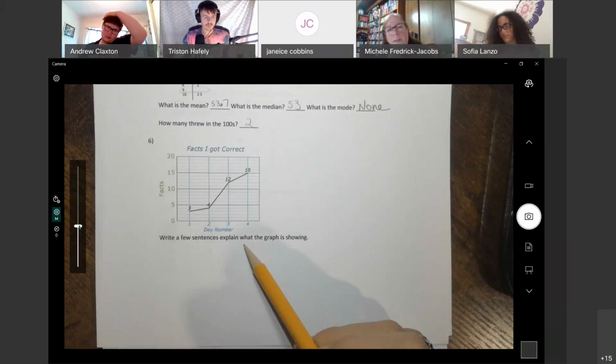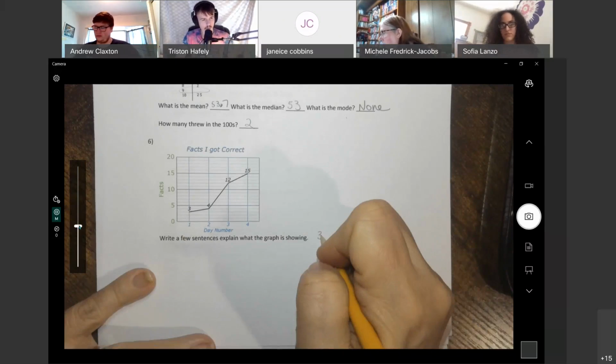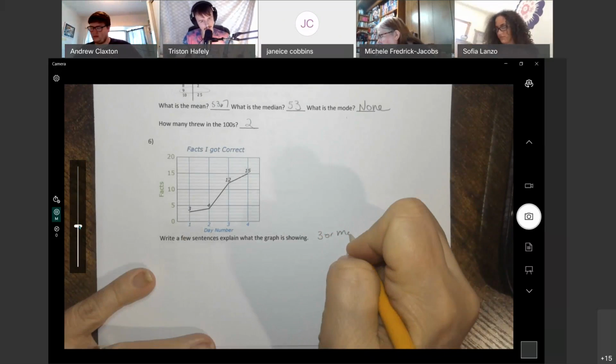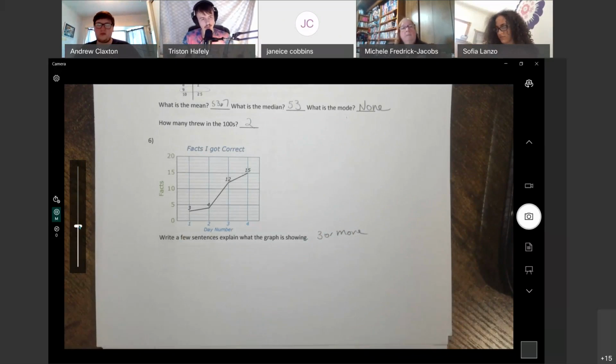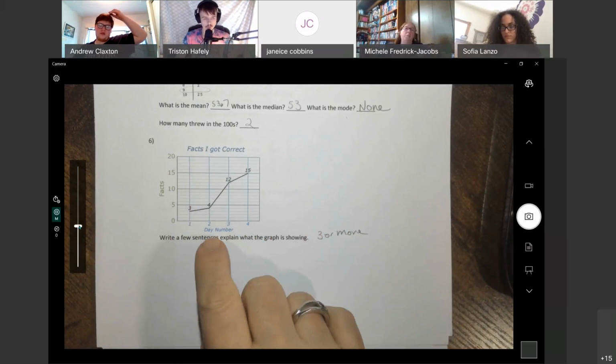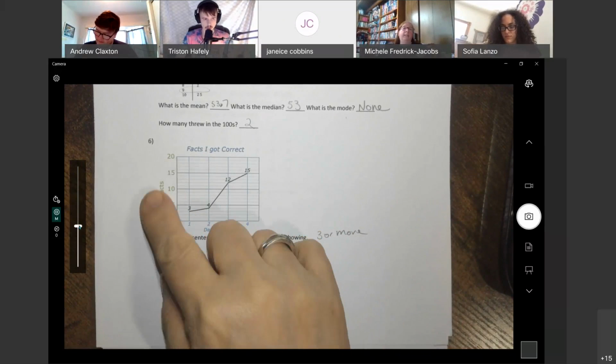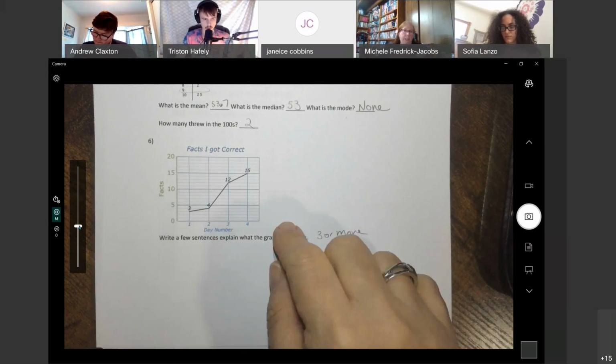Write a few sentences explaining what the graph's showing you. A few means 3 or more. Well, the graph is a timeline because it's going over time, the number of days. And this is, if you're studying, the facts that you get correct for the number of days that you study.